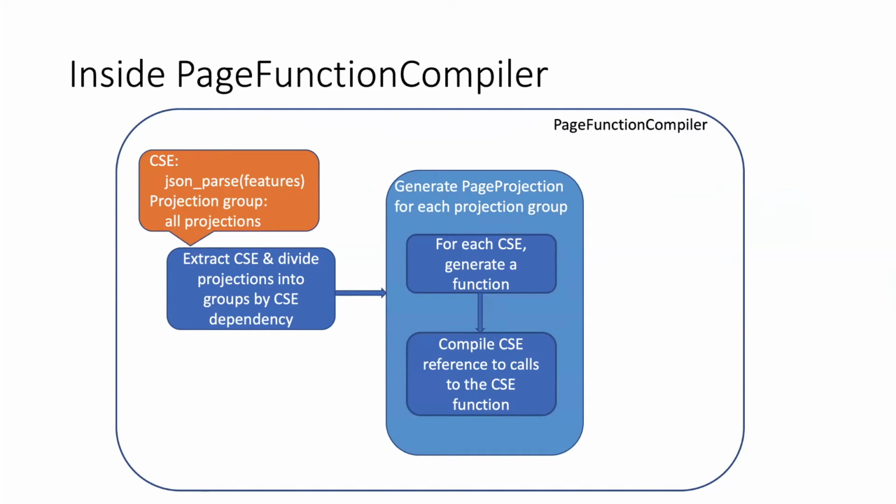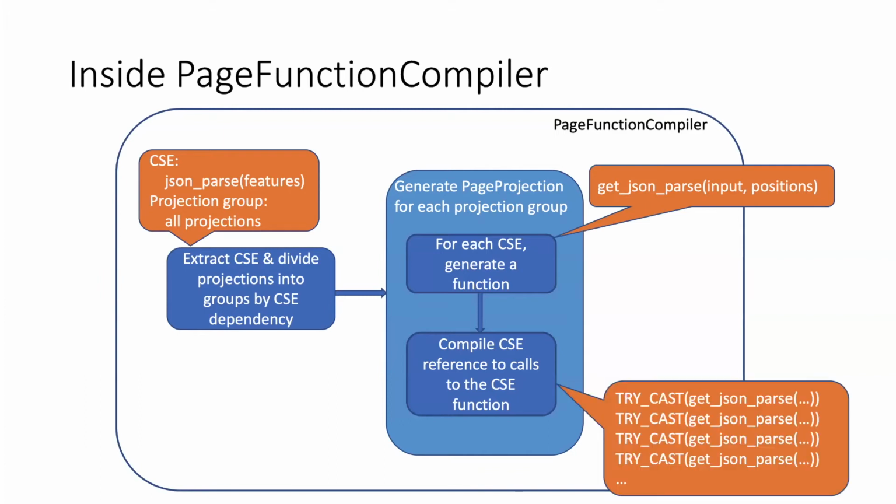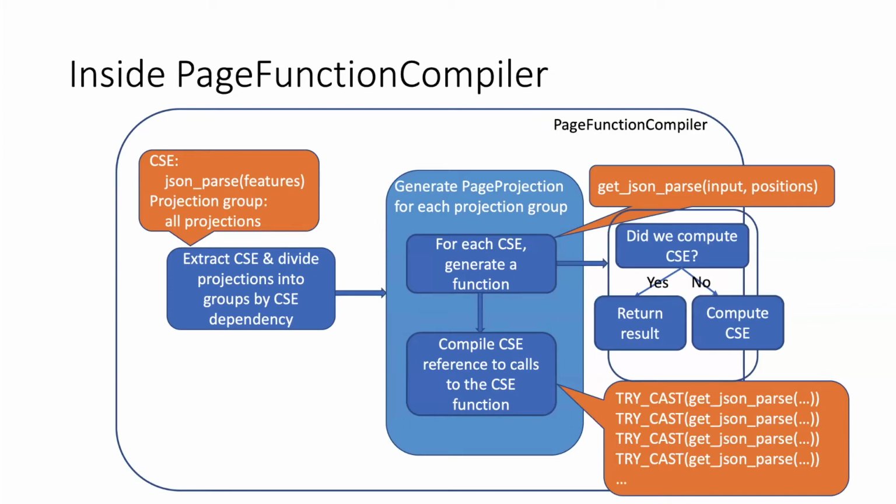And how do we generate the bytecode? For each common sub-expression, we generate a function. Then we rewrite the projection with the function. So instead of calling JSON parse, we call a function, say get JSON parse. We generate get JSON parse, and then all the other expressions are rewritten to try-cast of the get JSON parse function. You would say that we are still calling it 6 times. Yes, but that's wrapped inside this function. Within this function, we introduce a flag and the results.